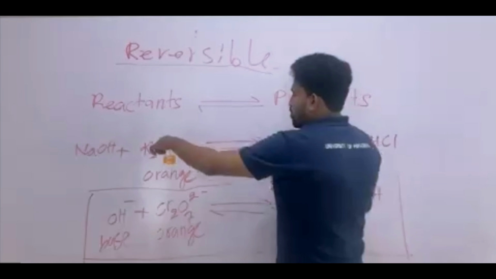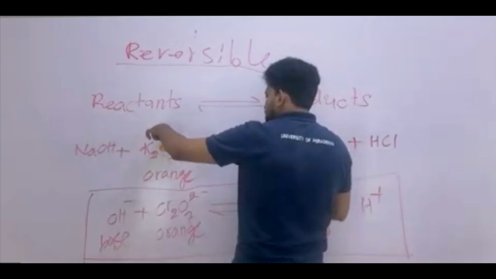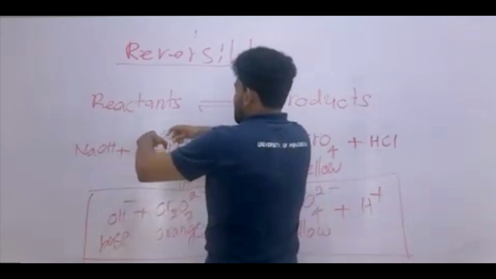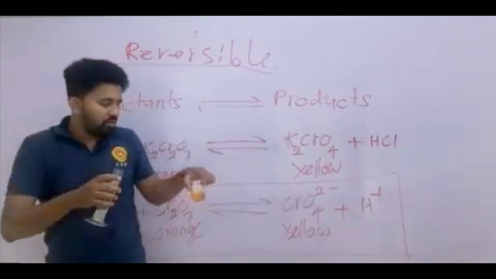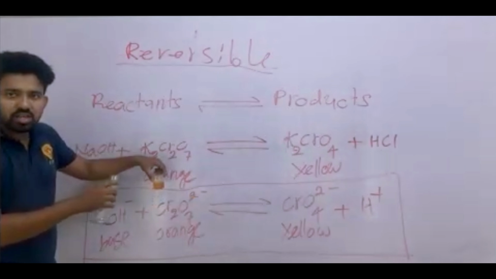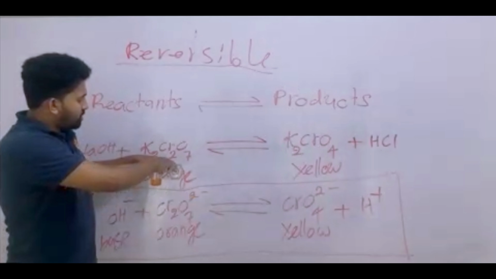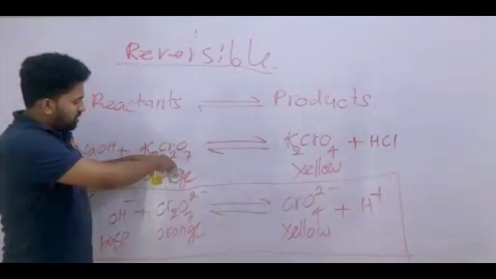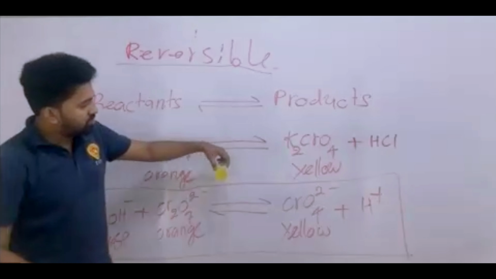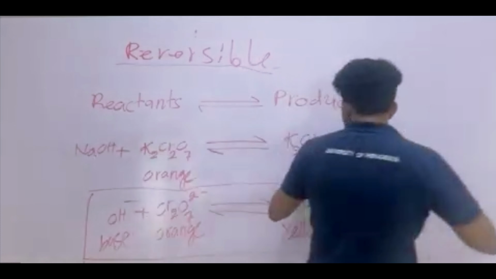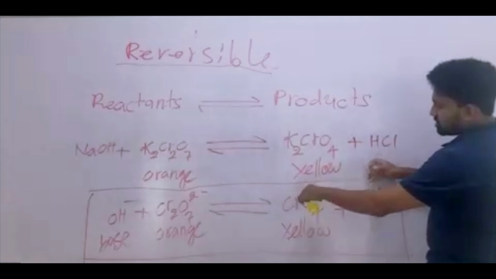Now we have orange here, and OH minus is there. Now I'm going to add the remaining OH minus. Here we have orange color. This orange color, let's add NaOH, OH minus, that converts to yellow. It means it goes here.